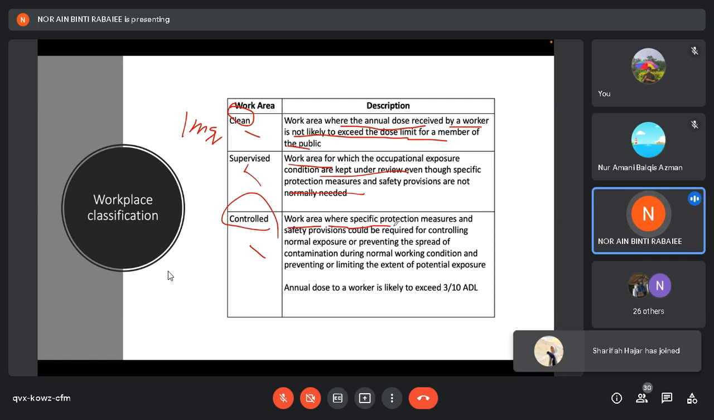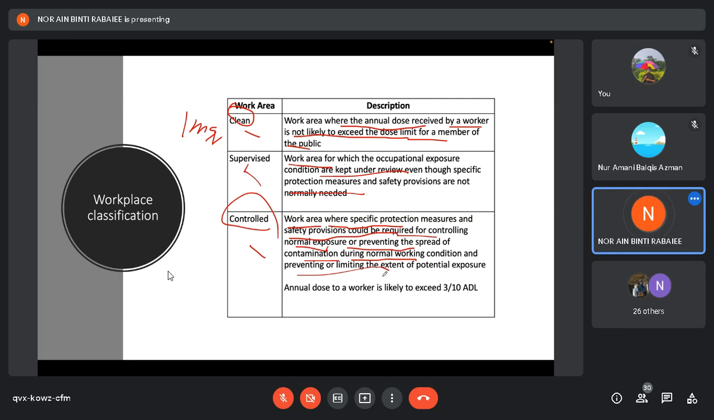The control area is a work area where specific protection measures and safety provisions are required for controlling normal exposure or preventing the spread of contamination during normal working conditions, and for preventing or limiting the extent of potential exposure. So everyone who enters the control area is required to use radiation protection equipment to prevent the spread of contamination.